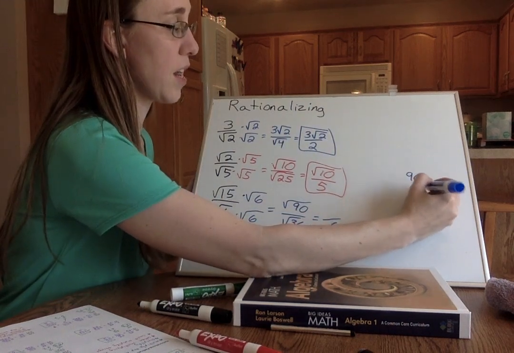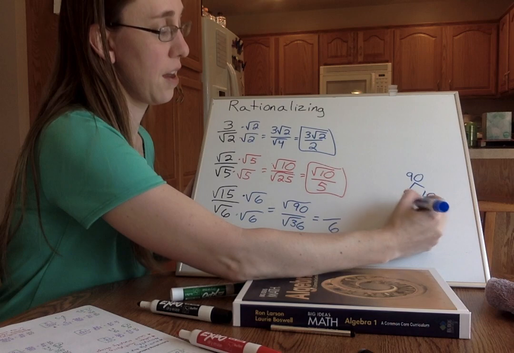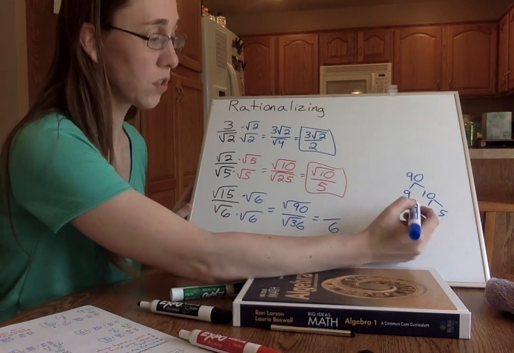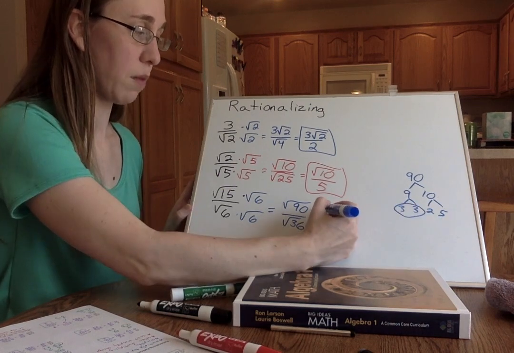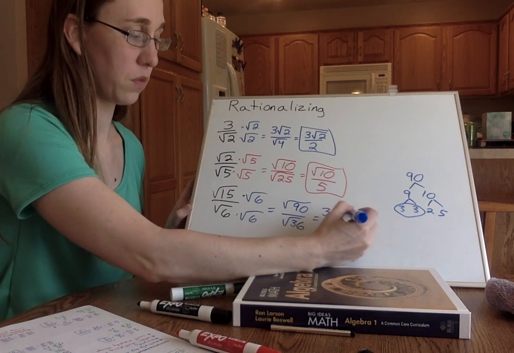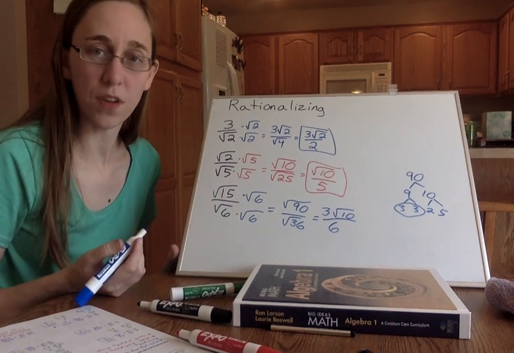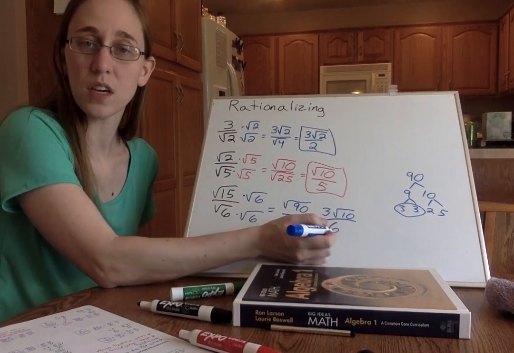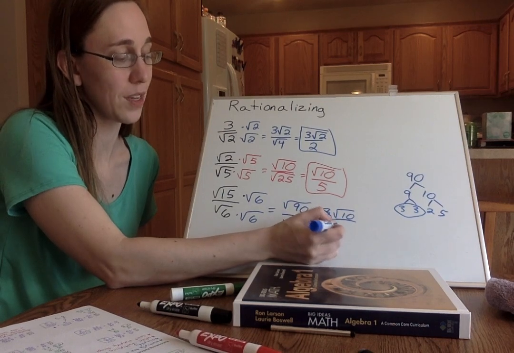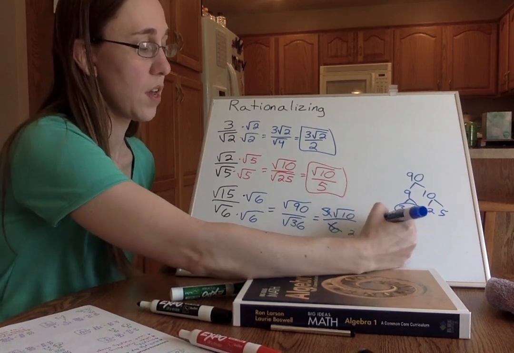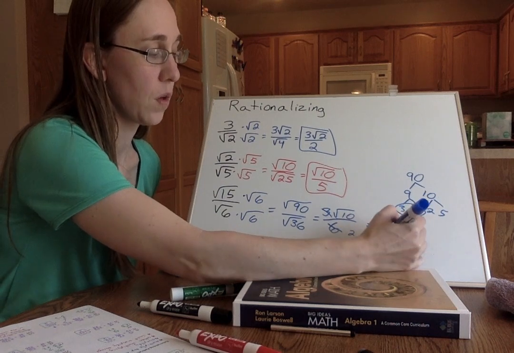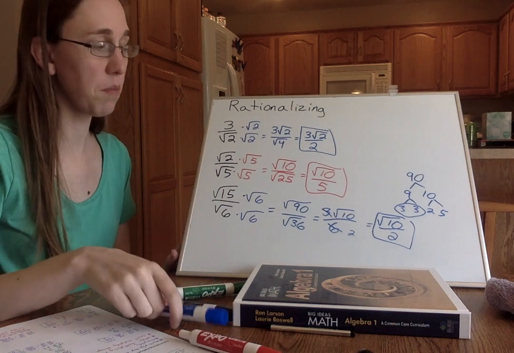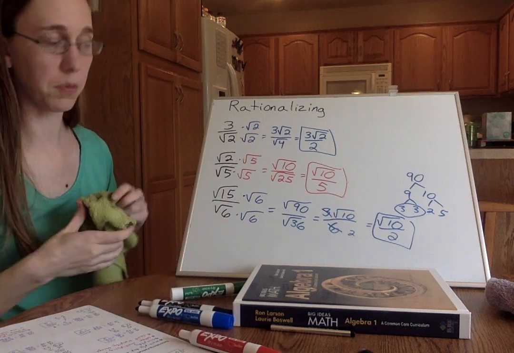If I break up 90, I know it's 9 and 10. 3, 3, 2, and 5. These are all square roots, so we just need 2 of a kind. So I can bring out that 3, and I am left with the square root of 10. So are we finished? There's no roots in the bottom, so that's good. But there's that 3 over 6. 3 over 6, well, 3 goes into 6 2 times. So we have the square root of 10 over 2. Make sure that you are always simplifying as much as you possibly can.